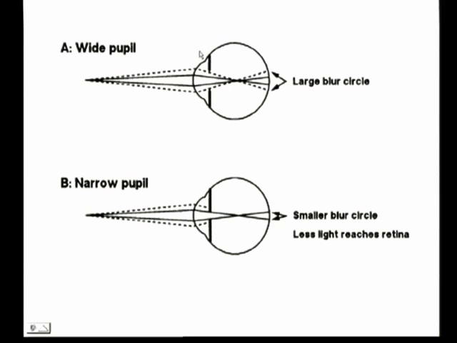And one thing that really helps when we make that pupil a little smaller is that it helps us with our depth of field, and it can take a large blur circle like this and make it much tighter on the fovea.